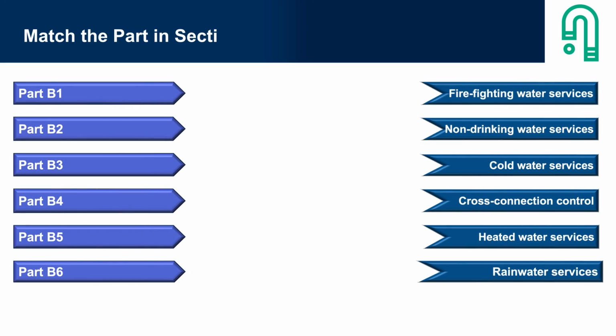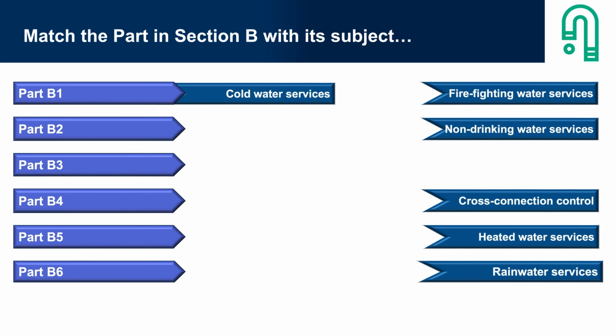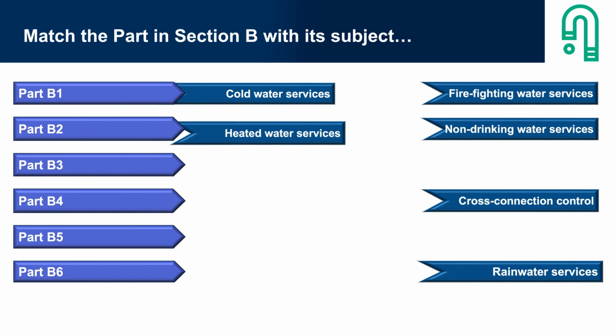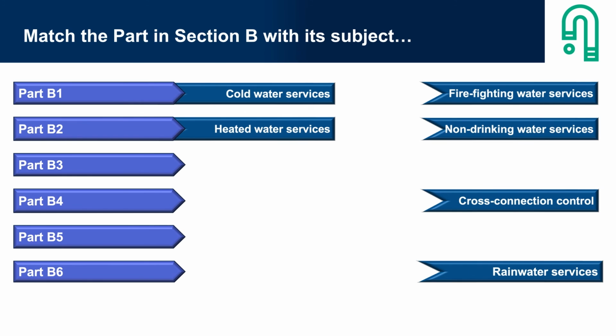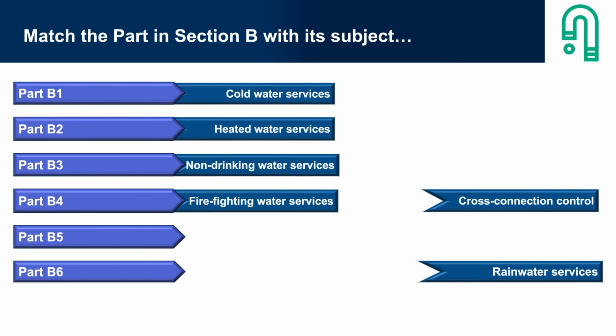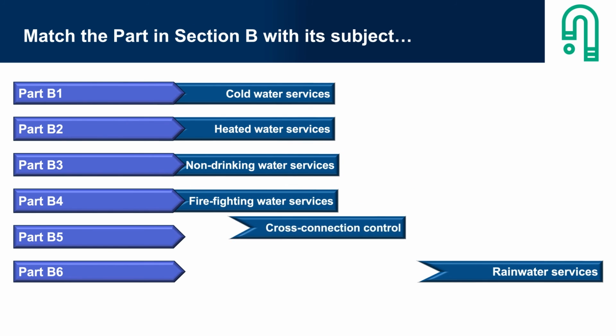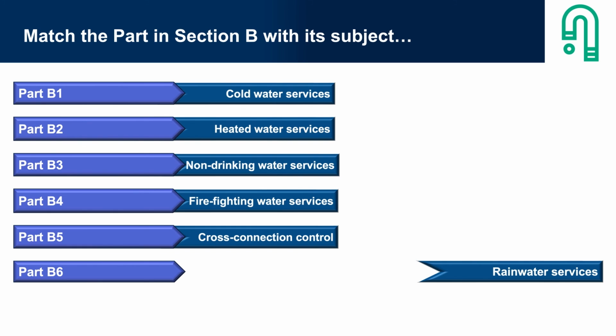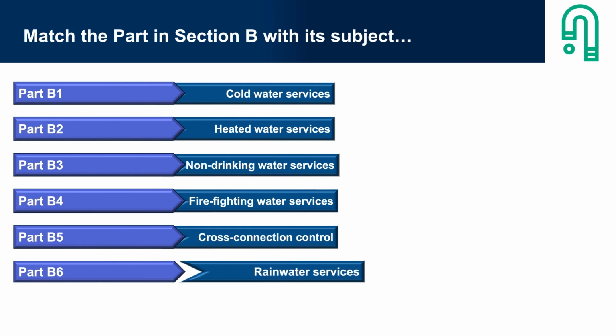Match the part in Section B with its subject. Part B1 equals cold water services. Part B2, heated water services. Part B3, non-drinking water services. Part B4, firefighting water services. Part B5, cross-connection control. Part B6 equals rainwater services.